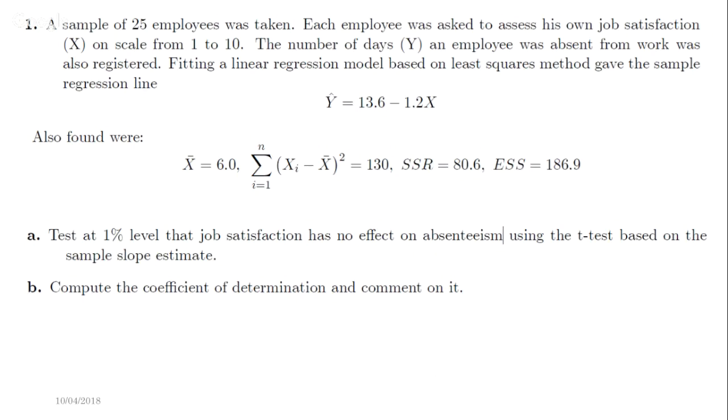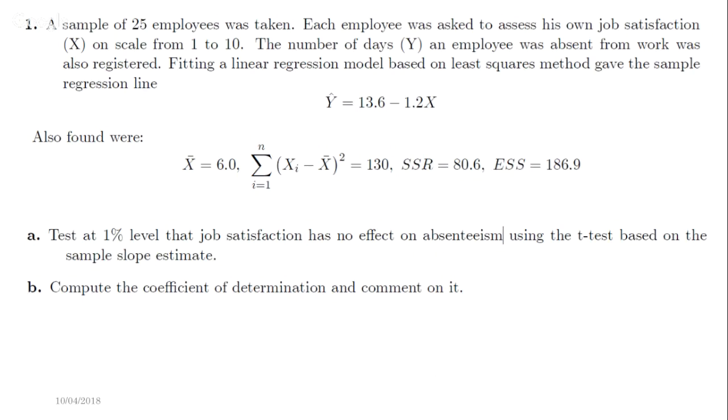So here, the interesting thing is, you are not given the full regression result. You are given some values, and you have to figure out how to get certain things that you need for the hypothesis test. So you are given y hat equals 13.6 minus 1.2x. So 1.2 is beta 1 hat, 13.6 is beta 0 hat. Right? Okay, so you have those. And then you are given x bar, which is 6, and you're given the sum of squared deviation of x, so the sum of xi minus x bar squared. Does that look familiar?